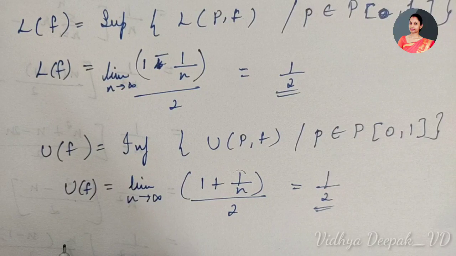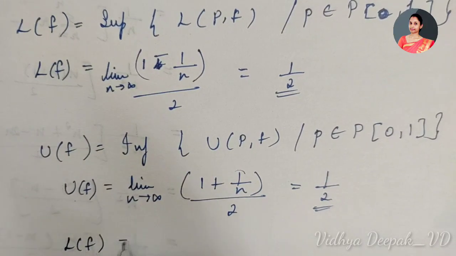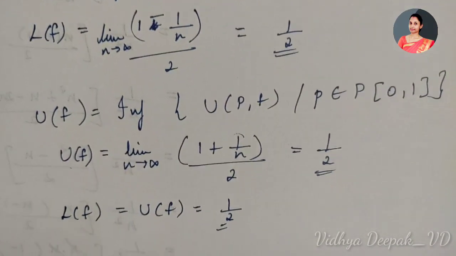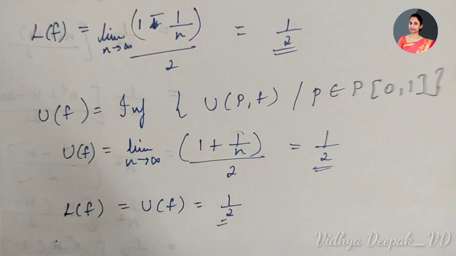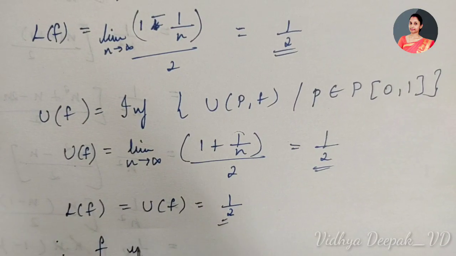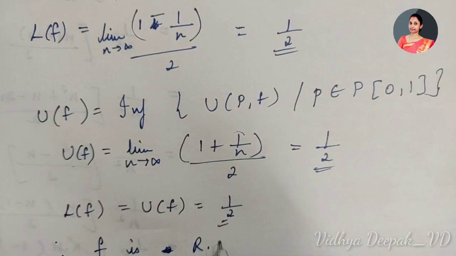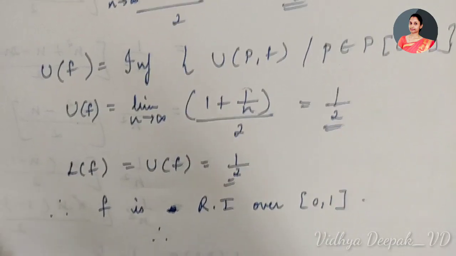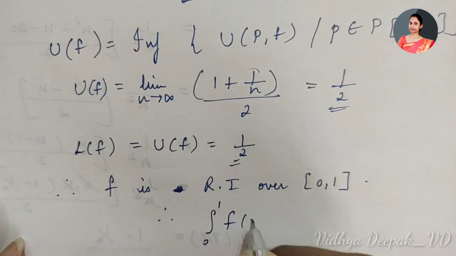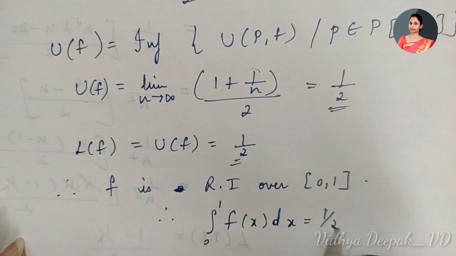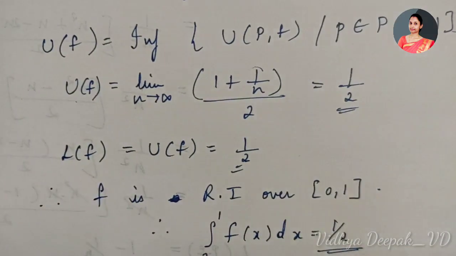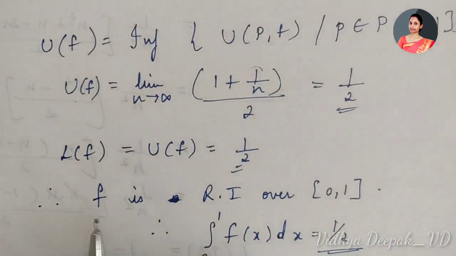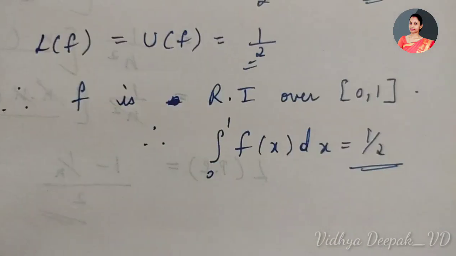That means what is the conclusion? Our conclusion is LF is equal to UF and is equal to 1 by 2. Yes, we had to prove that, right? From this conclusion, what can you say? F is Riemann integrable over 0 comma 1. Therefore, we can say that integral 0 to 1 of f of x dx is equal to 1 by 2. So hence we have shown that integral 0 to 1 of f of x dx is equal to 1 by 2, as well as the function f is Riemann integrable over 0 comma 1.